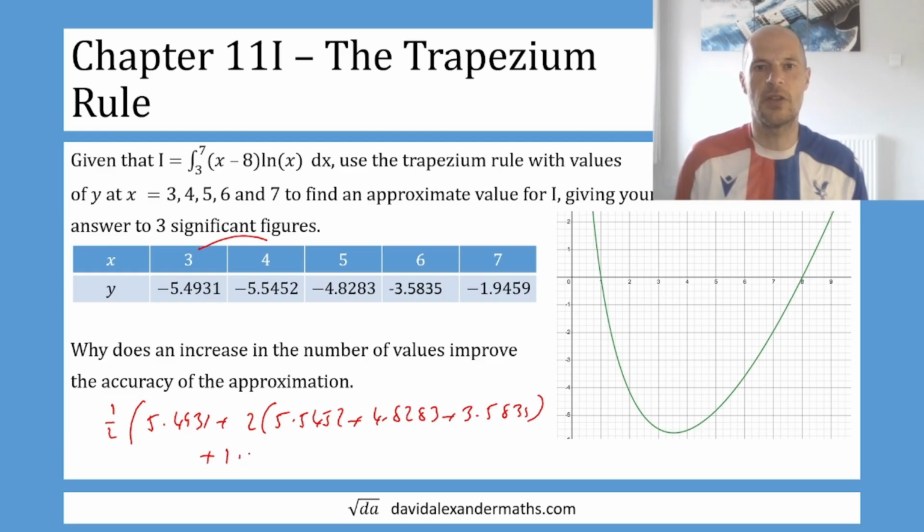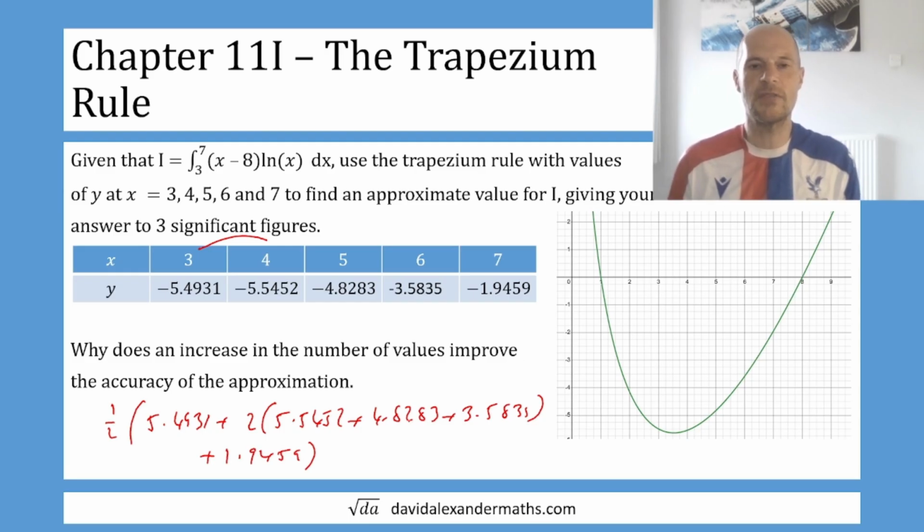So it's one lot of the 1.9459. Okay, so grab the calculator, 0.5 on the outside, 5.4931 plus 2 lots of 5.5452 plus 4.8283 plus 3.5835 plus the final 1.9459, which goes outside the brackets, does not get doubled.